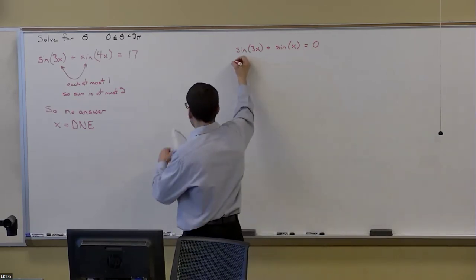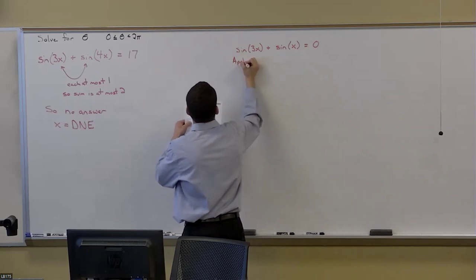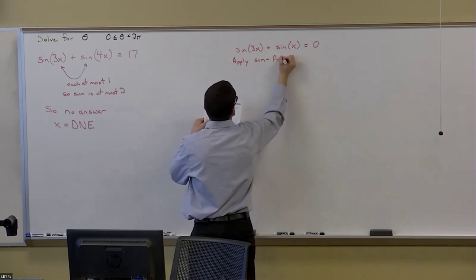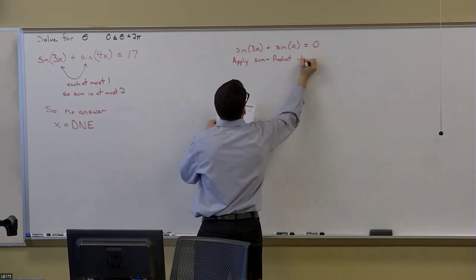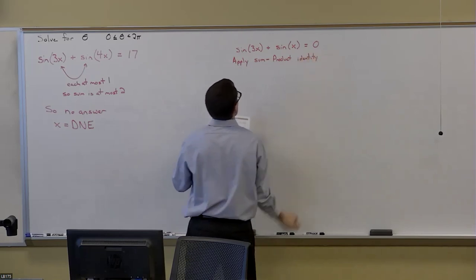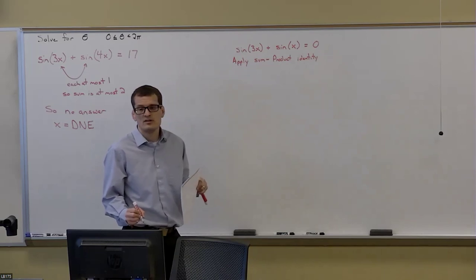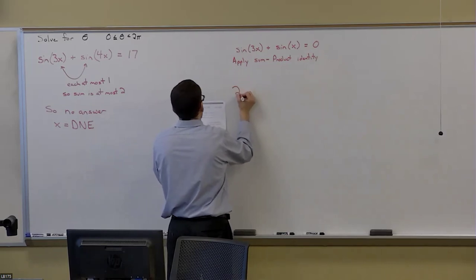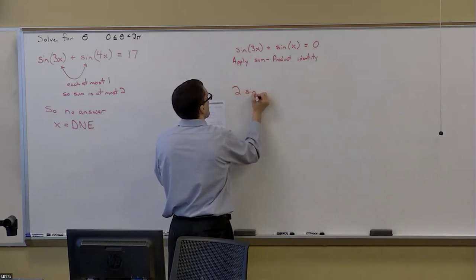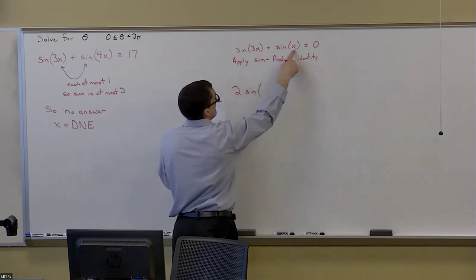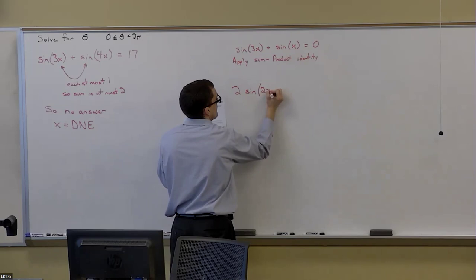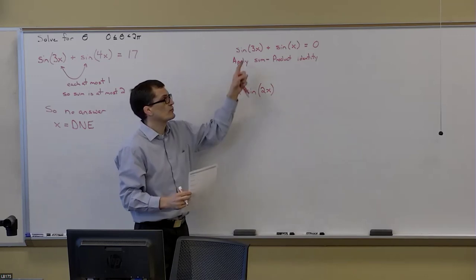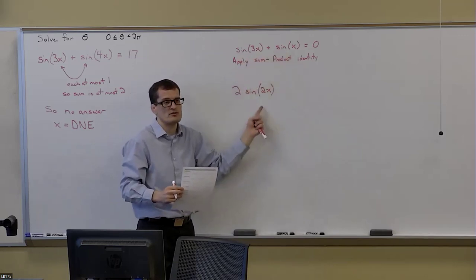So you could apply the sum to product identities here. You go on your sheet and you apply the sum to product and you get 2 times sine, and then I have to add the angles up and divide by 2. Everybody follow that? 3x plus 1x is 4x, divided by 2 is 2x.